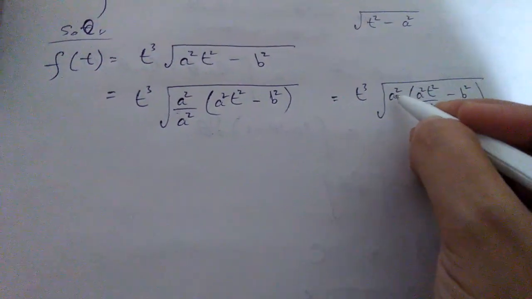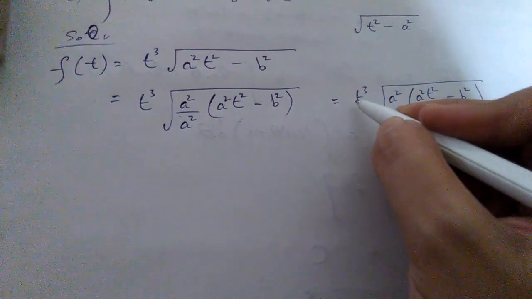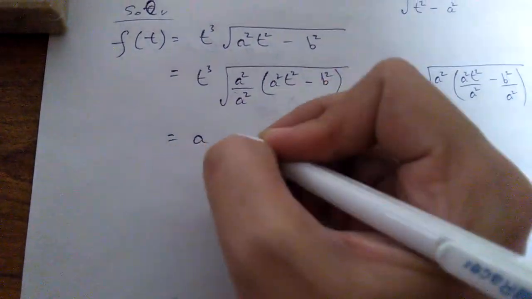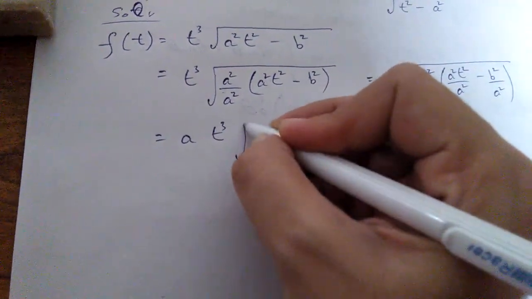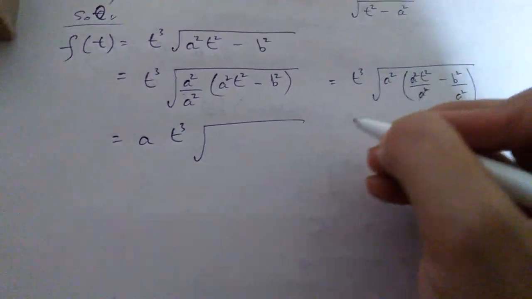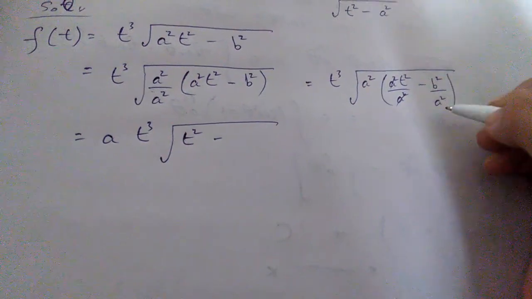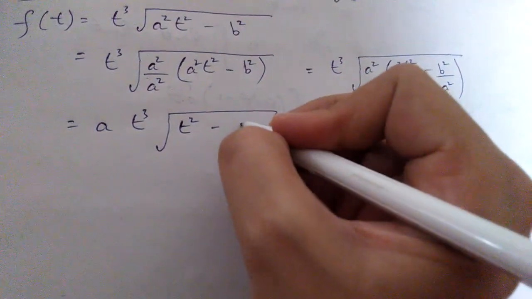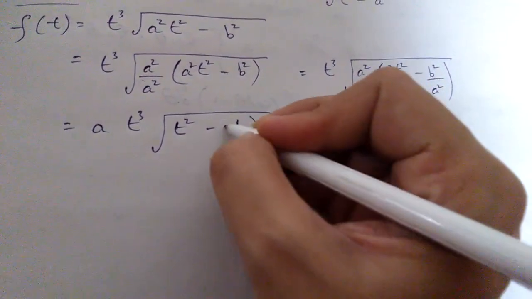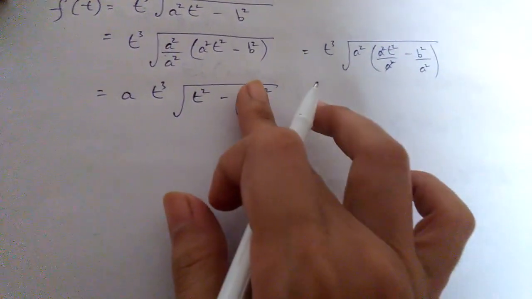This a square, once it gets out, becomes a t cube, and over here I'm having my t square left, and over here I'm having b square upon a square left, that I can also write as b upon a whole square. Now this is the constant.